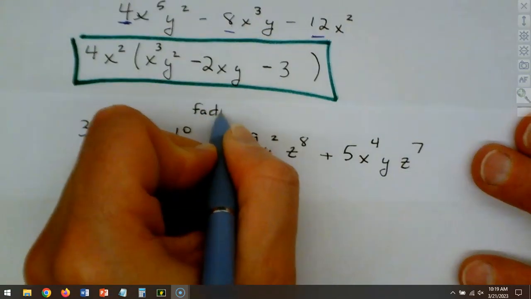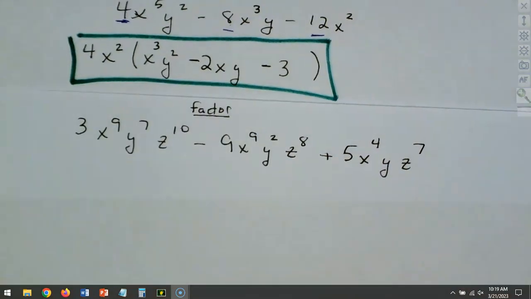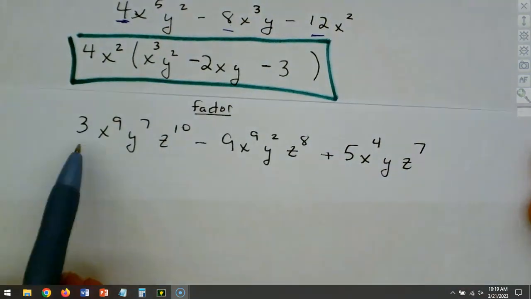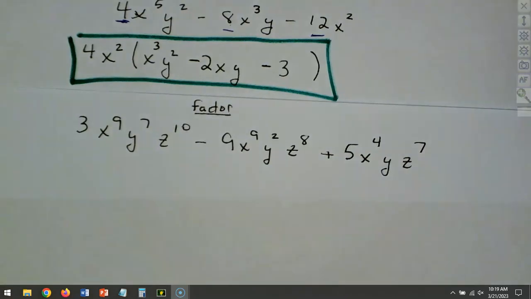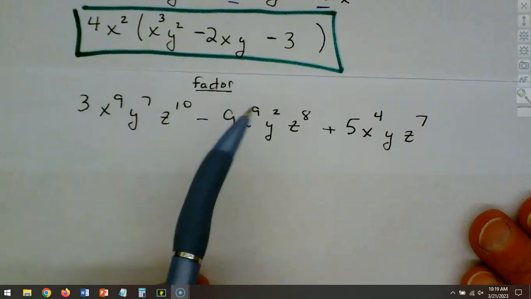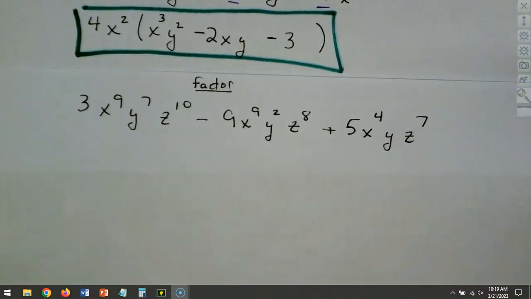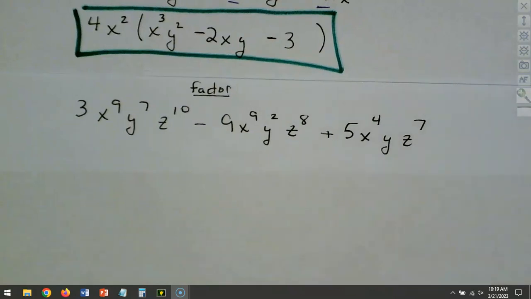A lot of times in the directions we'll just say factor. So first thing I look at is I look at my numbers. Now there is times when nothing comes out. No number can come out. 3, a 9, and a 5. They have nothing in common. But we can here go ahead and take out some variables.